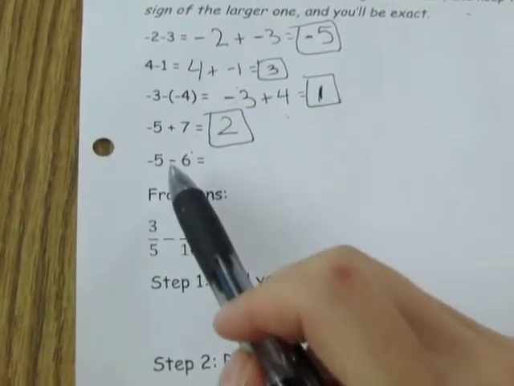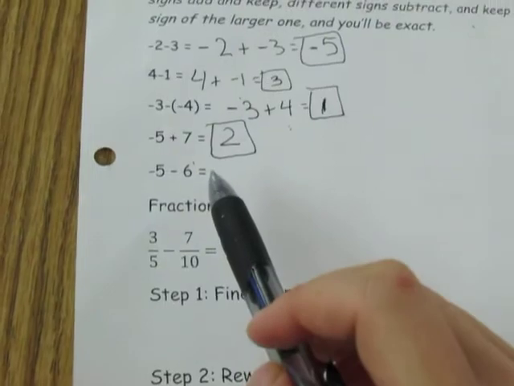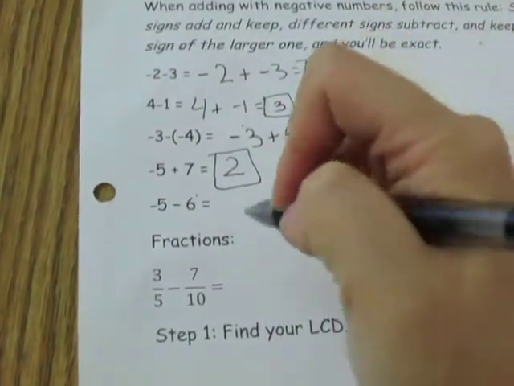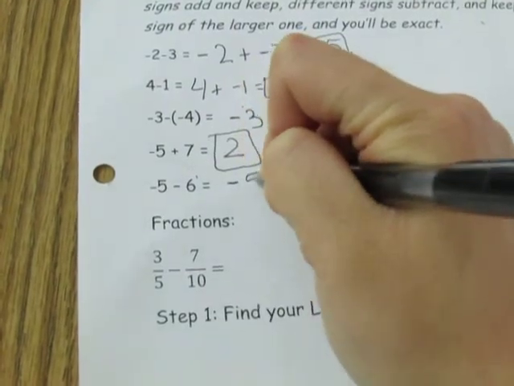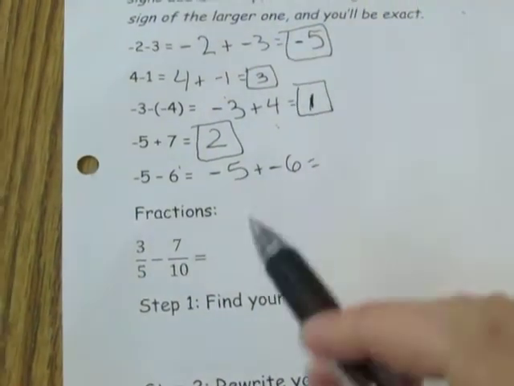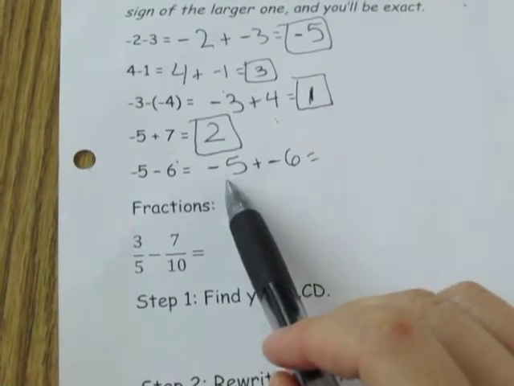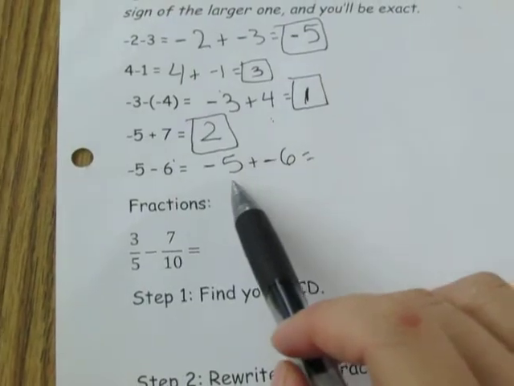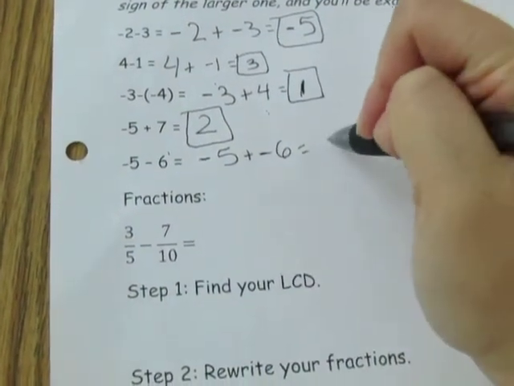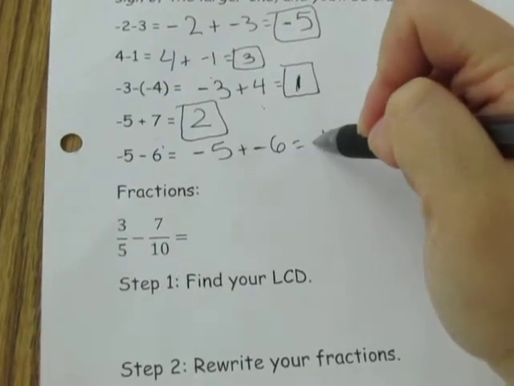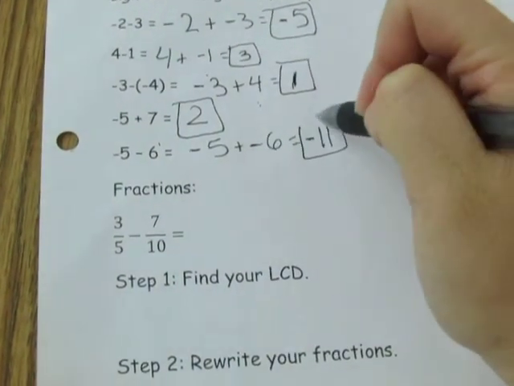My next one is -5 minus 6. So -5 minus 6 is the same as -5 plus -6. Now, these both have the same signs. They're both negative. So I'm going to add and keep. 5 plus 6 is 11. Because both of these are negatives, my final answer is also going to be negative. So it's -11.